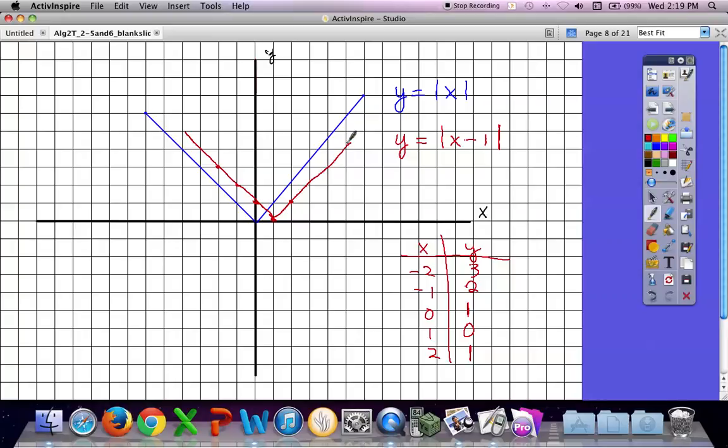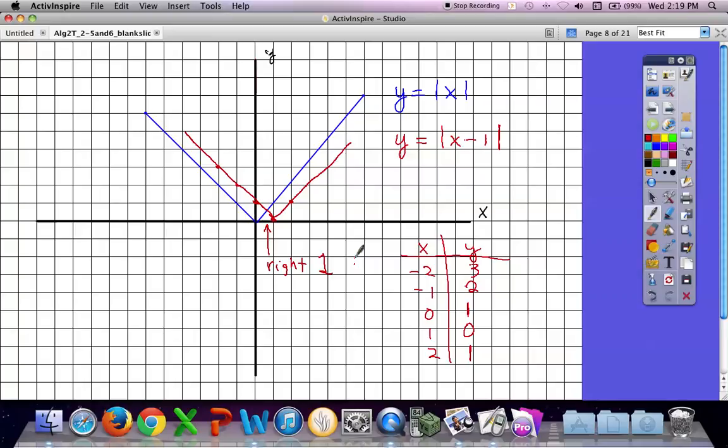What did it do to the graph? Because we subtracted 1 inside, shifted it which direction? It looks like it went to the right one, right? So this is right 1.